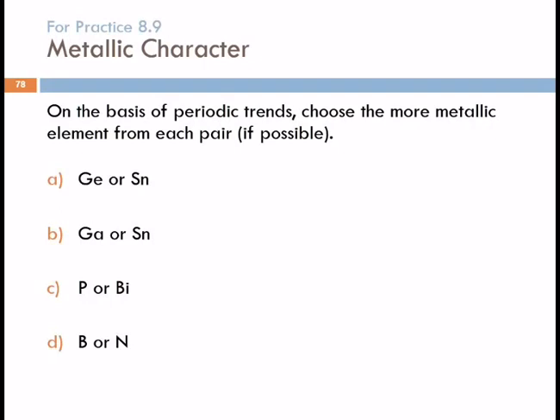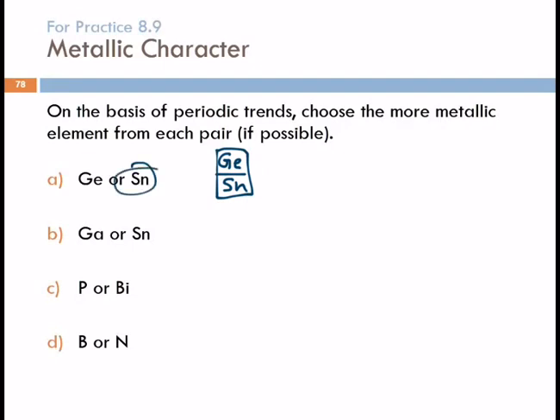On the basis of periodic trends, choose the more metallic element from each pair if possible. Let's look at germanium or tin. We're going to find them on the periodic table and see how they're related to each other. On the periodic table, they're one above the other. Here's germanium, there's tin. We want the more metallic. Is the top one more metallic or the bottom? The bottom one, because the bottom of the group, those are metals. The top of the group is nonmetals. So the more metallic is going to be the tin.